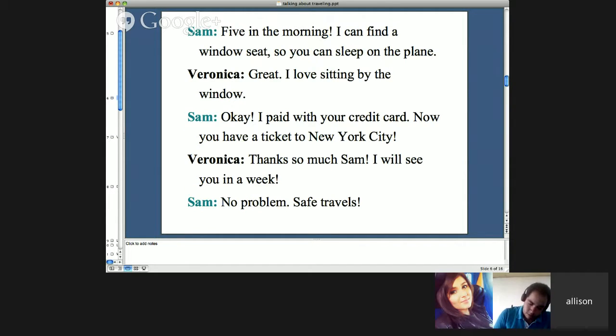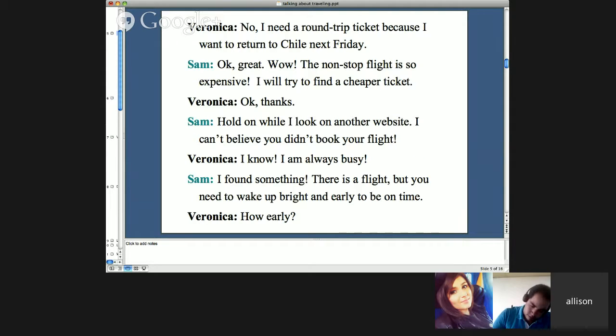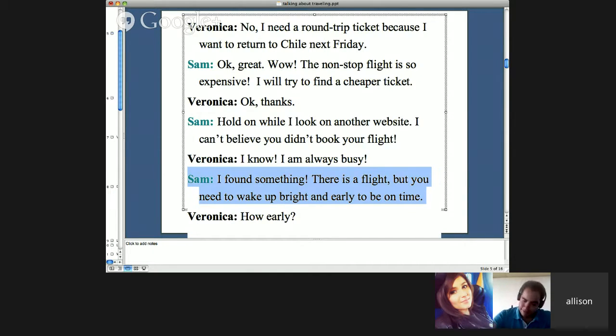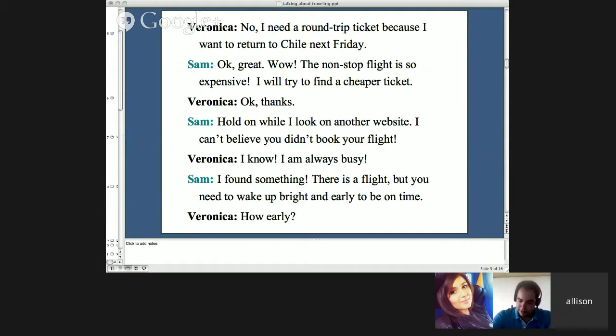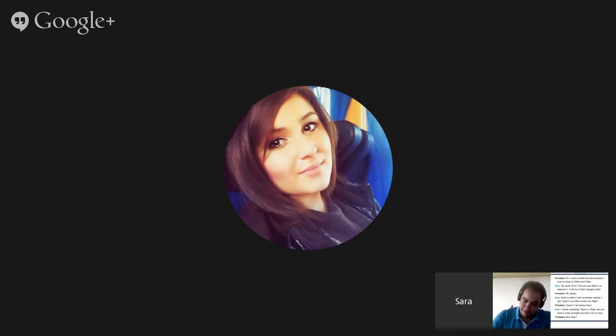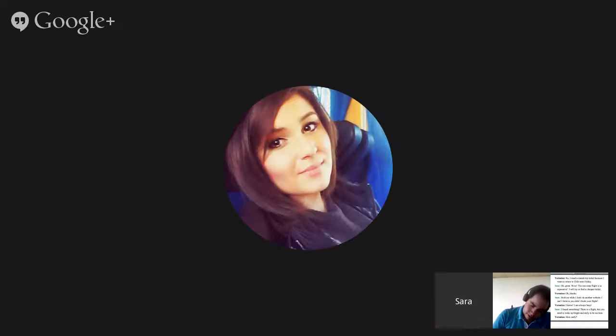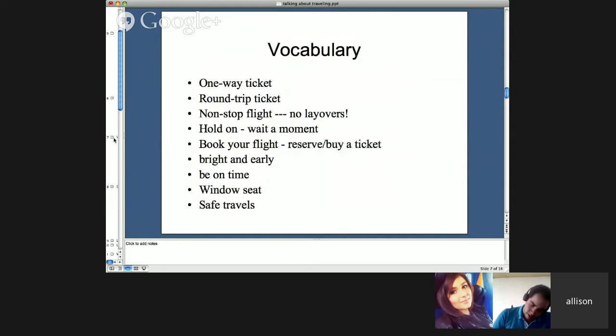So here we can see in the text. Fernando, could you please read Sam's line? Okay, I found something. There's a flight, but you need to wake up bright and early to be on time. Yeah, exactly. So what does he mean by this? Wake up bright and early. Very early in the morning. Yeah, really early. So it's the same thing as saying early, but it's an expression. Okay? All right, let's continue with the vocabulary.